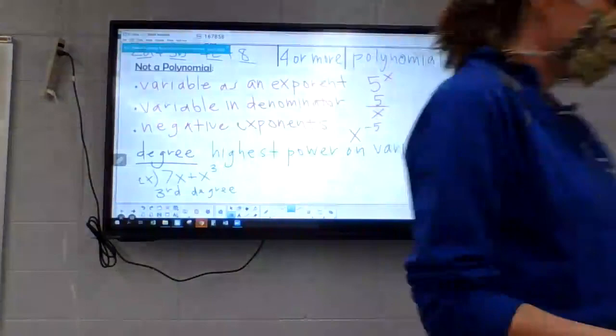So the next thing is called the leading coefficient. And think about back in the kindergarten days, the leading coefficient is like the line leader. So it's the front of it, the front kid. So when it's in standard form, it's going to be the first coefficient.